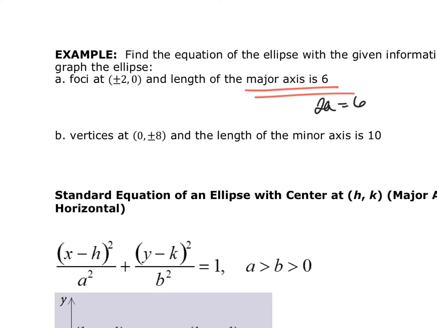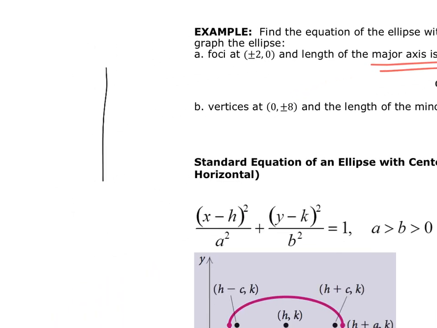Okay, please try B then. So, my vertices, unless it tells me these are my minors, if it just says vertices, by default they're giving us the majors. So I always draw a picture of this because I need to know which direction I'm going in. So 8 and -8. So that tells me my A is 8. Right out of the gate I know what A is.